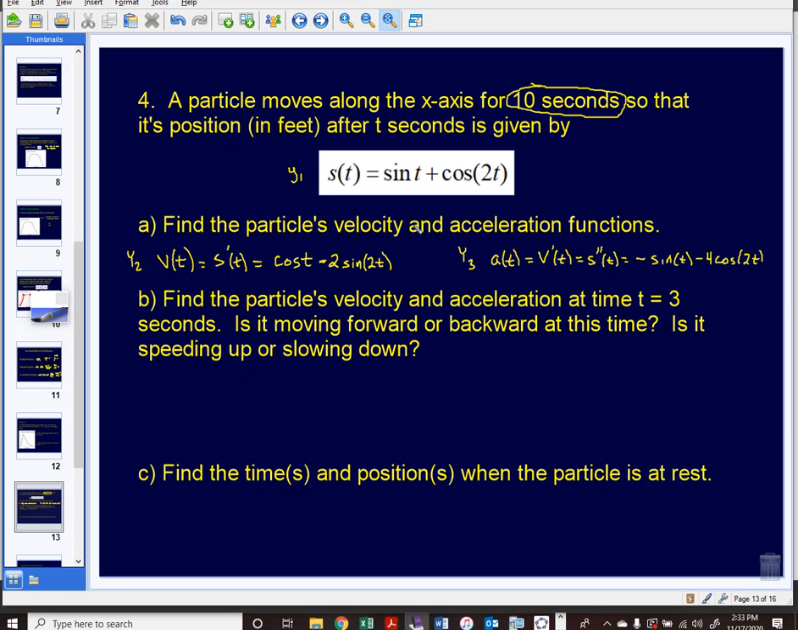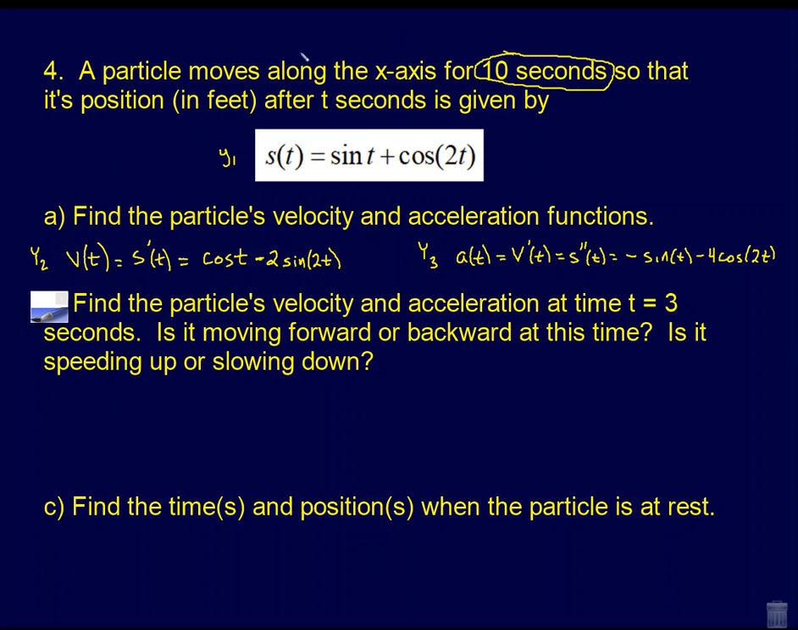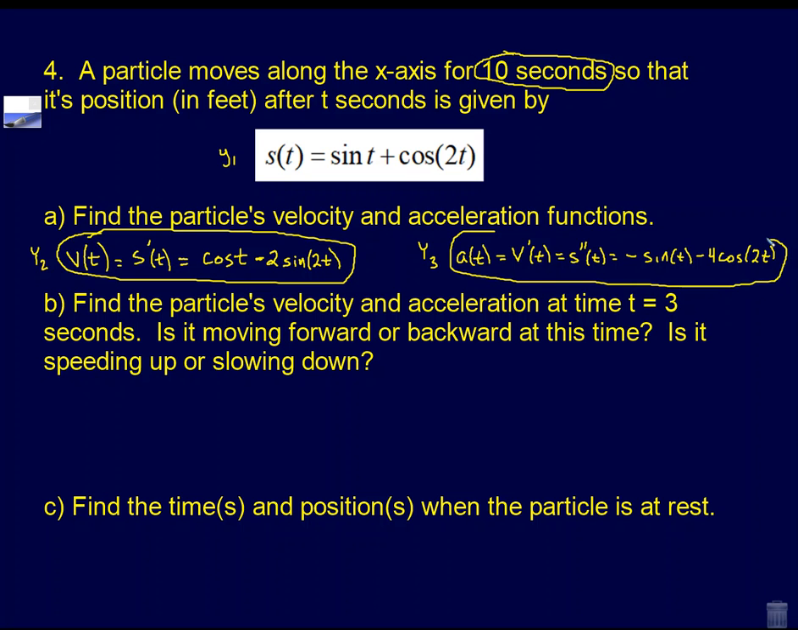So let's go back to our problem and see what things we're going to answer here. Part A was done. We found the velocity function here by finding the position's derivative, and we have found the acceleration by finding the velocity's derivative. Okay, now part B has three little parts here. Find the velocity and acceleration both at time 3. And then once we know both of those, we'll be able to answer these other questions.